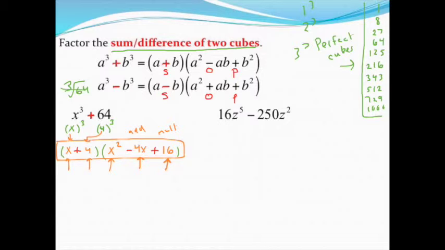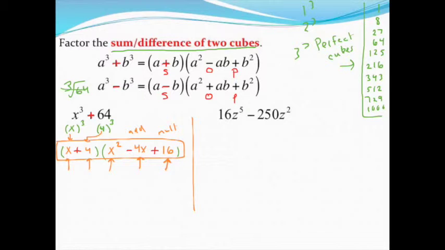Okay? Let's go ahead and try one more of these just so you can, again, hear me kind of talk through it and get a feel for how I do these problems. So let's try to factor this one. Now, right away, I see there's a problem because 16 and 250 are not in my list of perfect cubes. Also, z to the 5th is not even a perfect cube. It's z to the 5th power. So I have a bunch of problems.